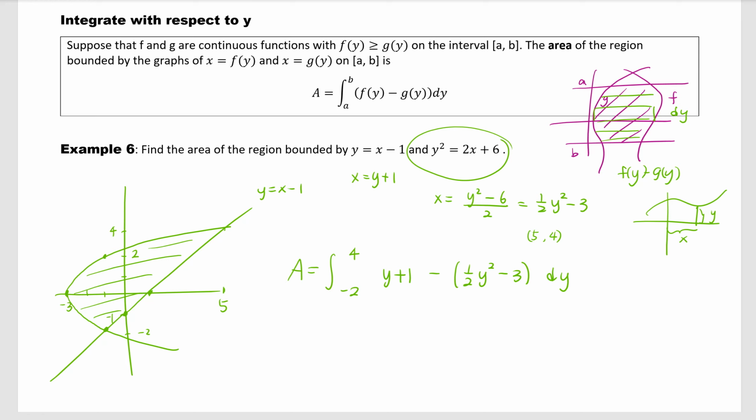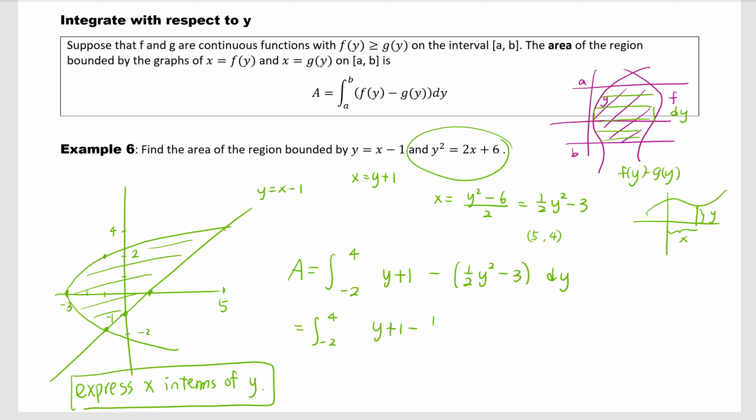So far so good, everybody? So be careful. This is the integral about y. So we want to express x in terms of y. And then we can get rid of the parentheses. So this is y plus 1 minus 1/2 y squared plus 3 dy. We can combine the like terms. So y plus 4 minus 1/2 y squared dy.